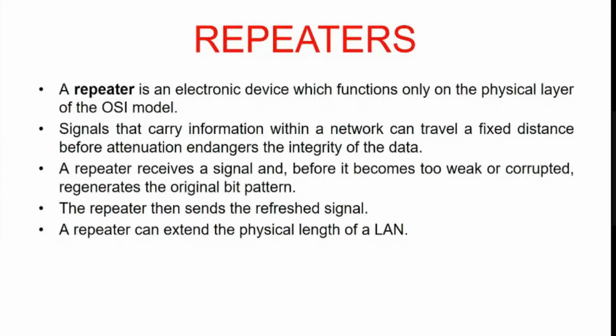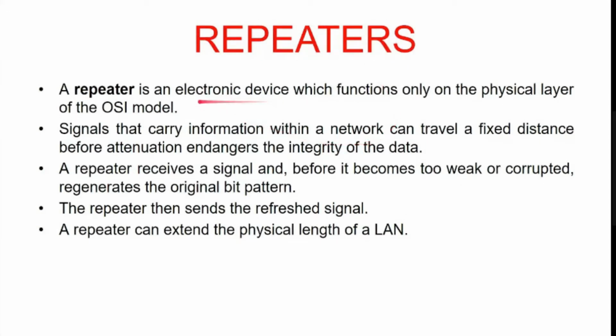So what is the job of this repeater? It regenerates the signal. Why is it regenerated? If the signals are too weak or corrupted, if some problem occurs, it automatically regenerates the signal and sends it to the destination. This is the ultimate aim of the repeater. Also, a repeater can extend the physical length of the LAN, because repeaters are used to connect within a certain distance. So this is an intro of the repeaters.